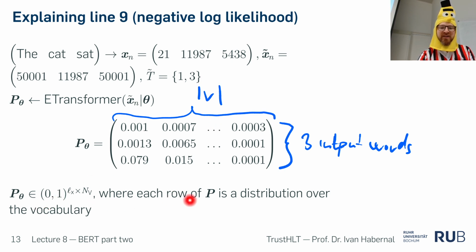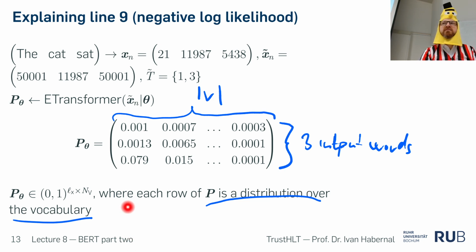Okay, so here, yeah, exactly. Each row of P is a distribution over the vocabulary. Good. Questions? So far, so good. Okay, so this is the output of the transformer.